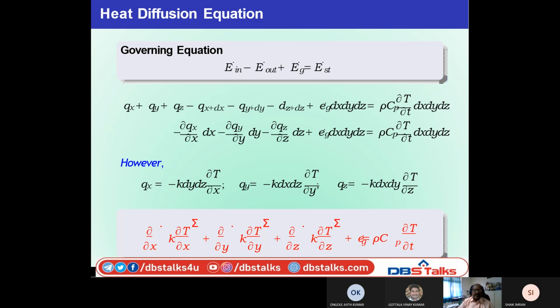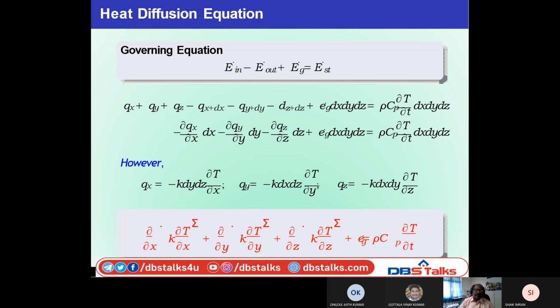In this energy balance equation, what is the energy? This is the change of energy. What is energy in? Energy in is nothing but qx plus qy plus qz. Energy out is nothing but qx plus dx, qy plus dy, qz plus dz, plus the energy generation within the element, that is Eg into dx dy dz, equal to the energy stored. This is the internal energy stored in this element, that is rho Cp into dou T by dou t into dx dy dz.